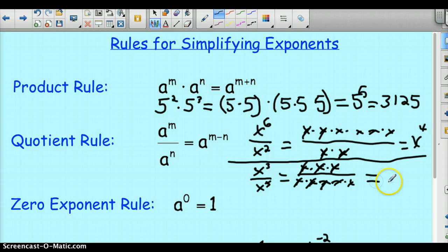Oftentimes when I do this, kids say the answer is x squared. Well, no, it's not, because we marked out all these x's upstairs. And therefore, there's nothing actually upstairs. The 2 x's left are actually downstairs. When there's nothing upstairs, we write a 1. That's why x to the 3rd over x to the 5th is 1 over x squared. And notice there's 2 more x's downstairs. And if there's nothing upstairs, we always write a 1. That's our quotient rule. Be careful with that one.